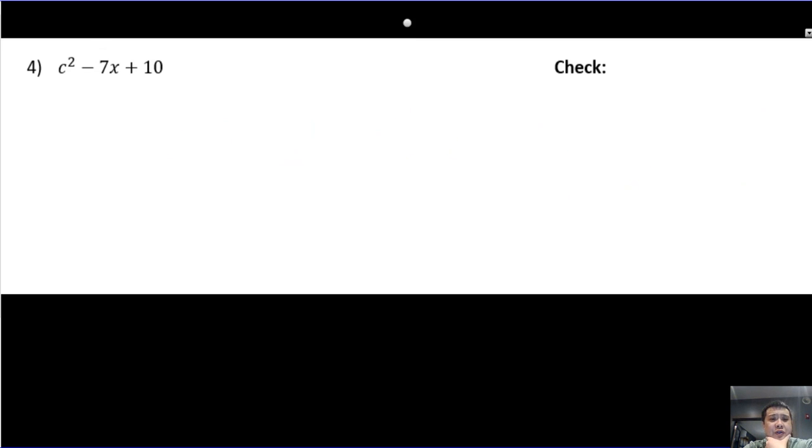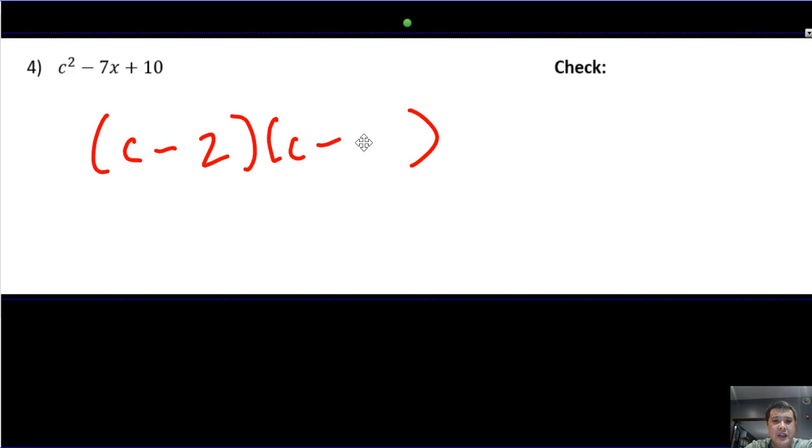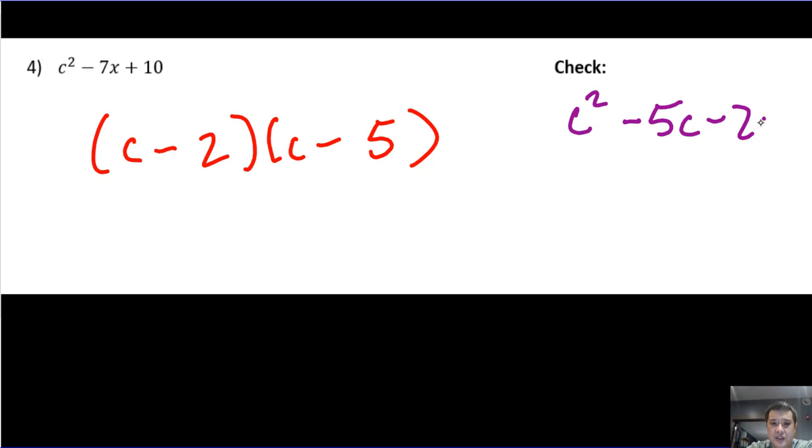So here we have two numbers that multiply to 10 and add up to negative 7. In order for us to add up to a negative number and multiply to a positive number, both of these numbers have to be negative. So that's going to be t minus a number and t minus a number. Well, that's going to be t minus 2 and t minus 5. If we FOIL it, we get t squared minus 5t minus 2t plus 10, which is t squared minus 7t plus 10.